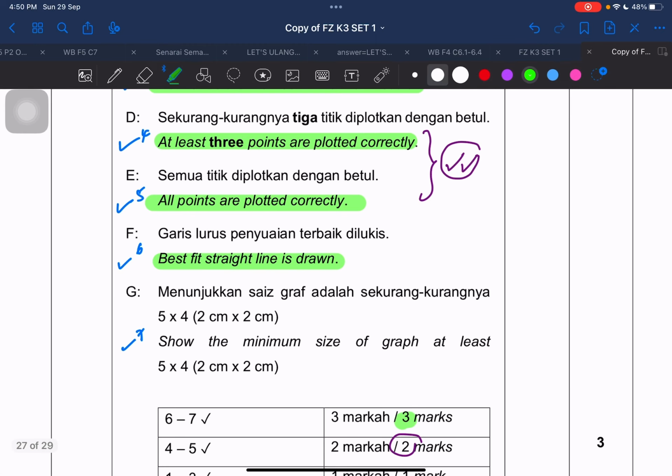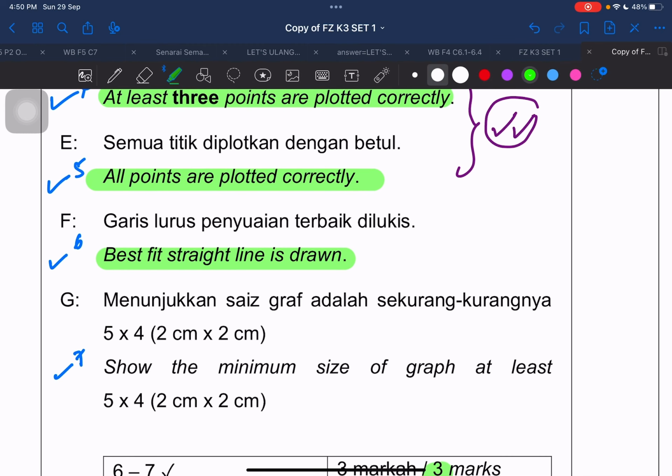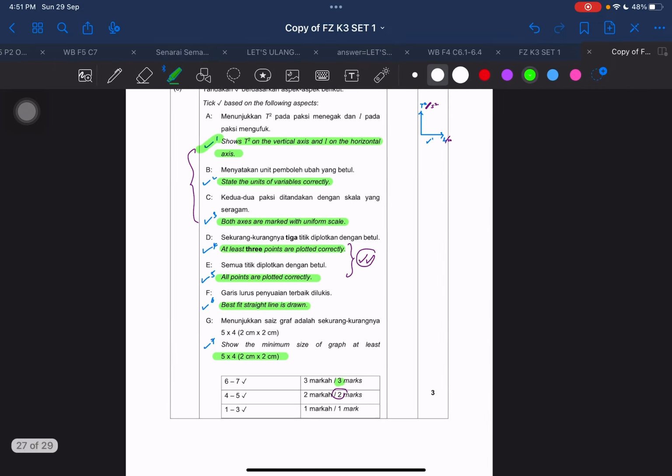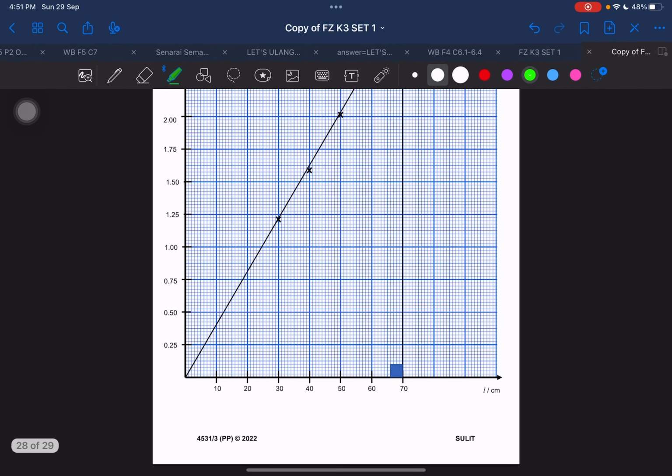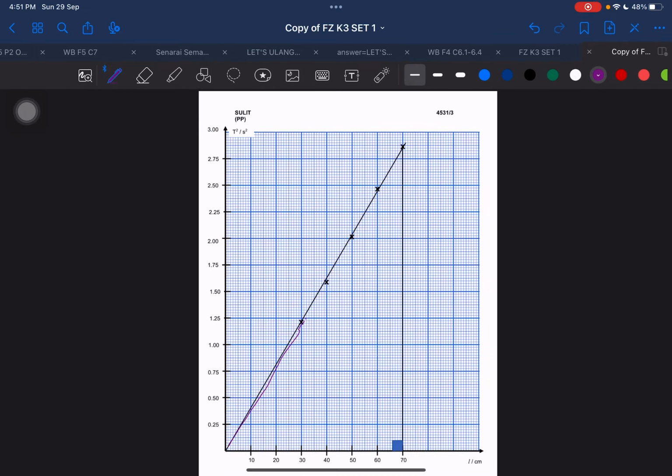Alright, then the size of your graph should be as big as possible. Here, at least 2 cm by 2 cm. What we mean by graph is this here. This is your graph. 2 cm means that one will vary. For me, just draw the biggest graph that you can.